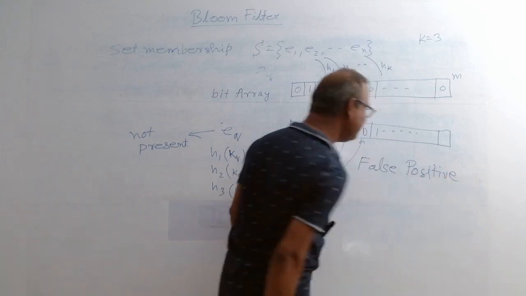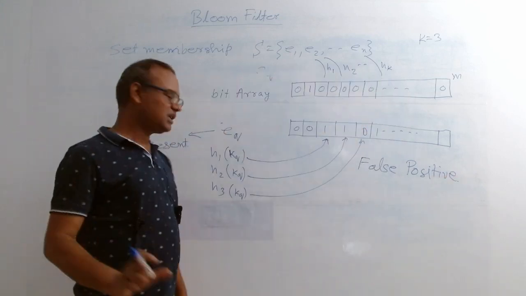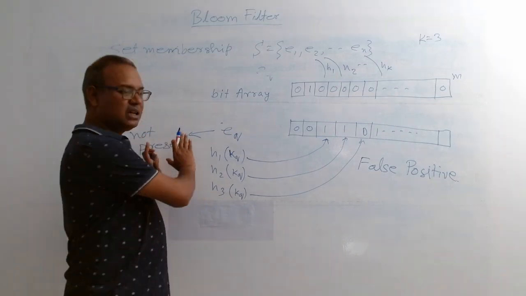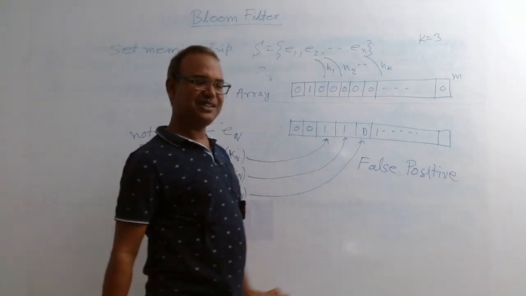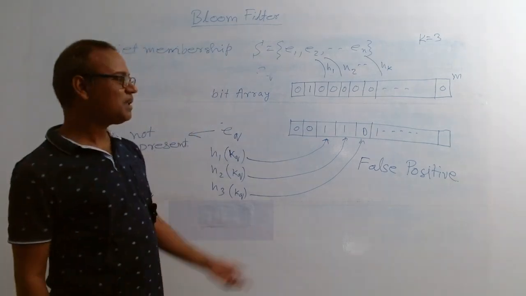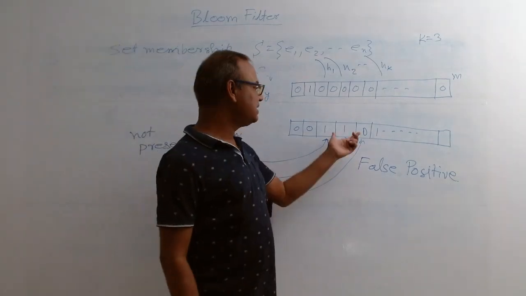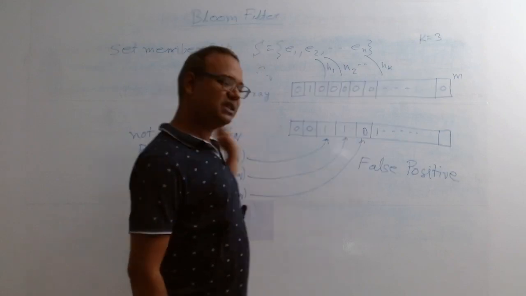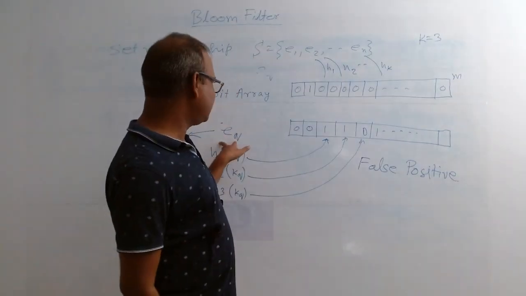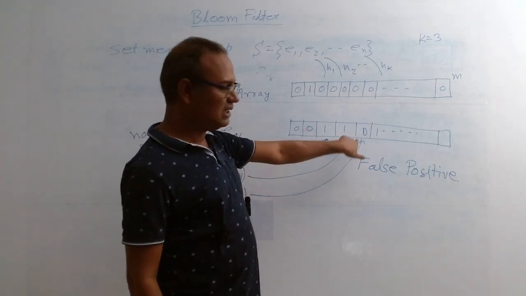If the element is not present, we can say with probability 1 that it is not present. There is nothing wrong. But if some position is 0, then we can say with certainty that the element is not present.